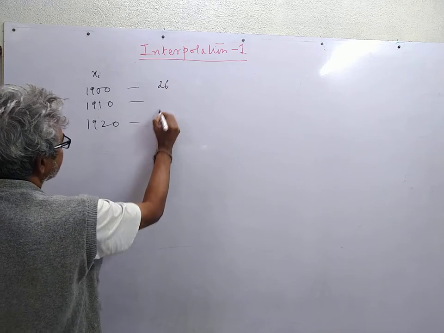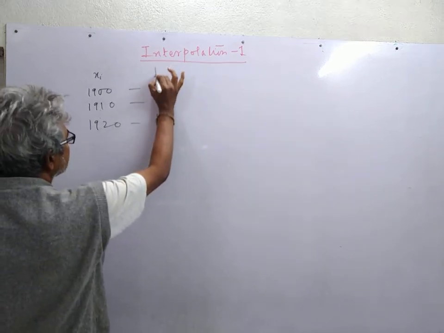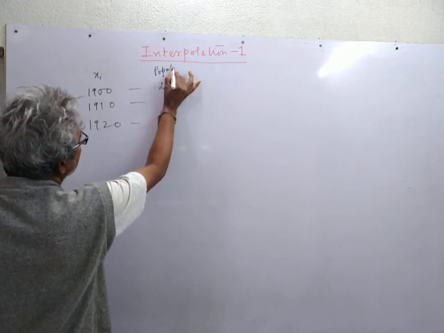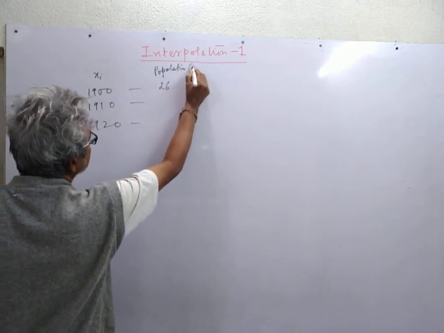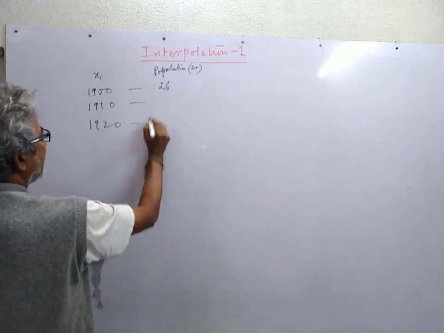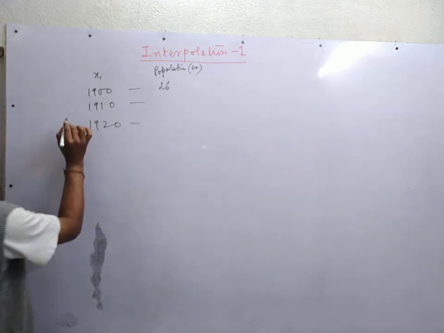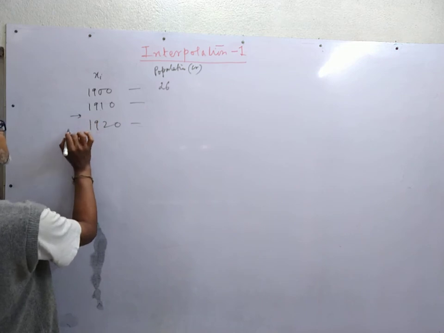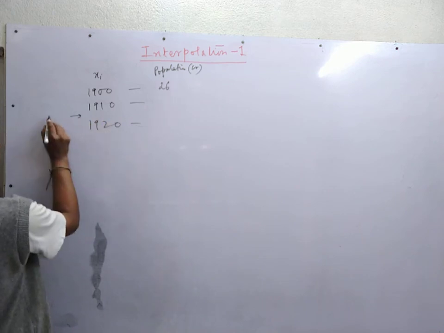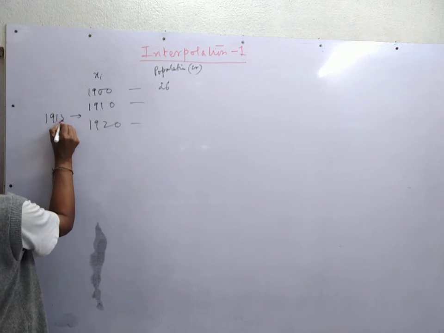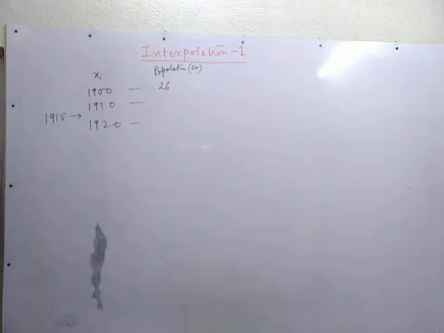As for example, 26 crores, the population in crores. Say such data are available. Sometimes people ask a question: what would be the population, or what might be the population in a year 1915 or something like that. That is the question. The question is to read between the lines.